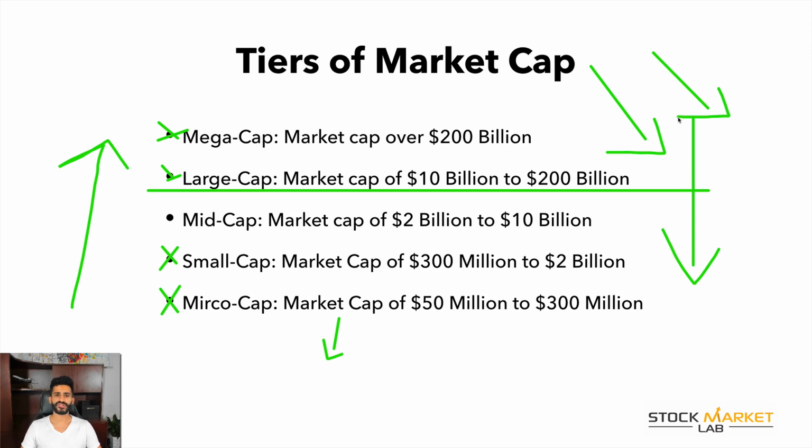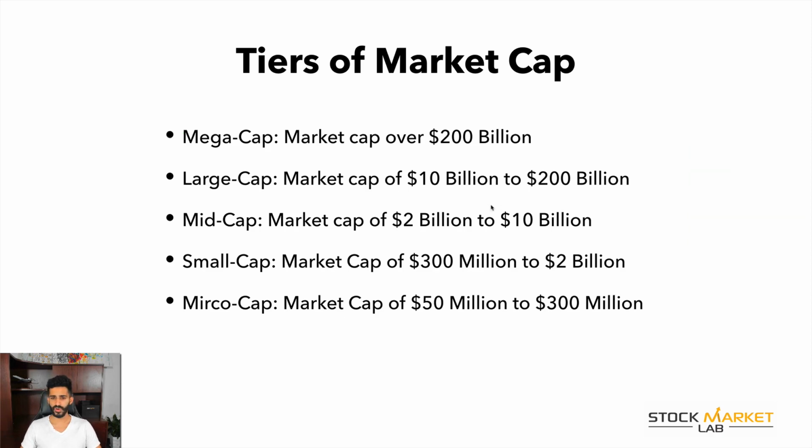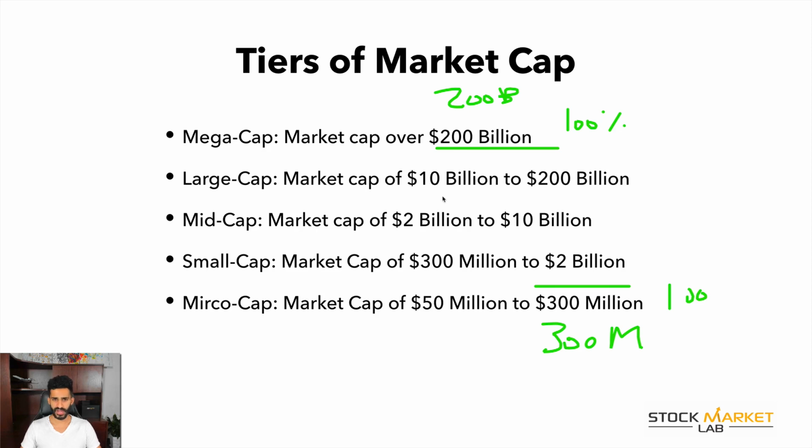So this is where understanding what stock you're trading is an extremely important thing to know, right? Like I mentioned in one of the previous videos, for this stock to go up 100%, right, it's going to have to add $200 billion, right? For this stock to go up 100%, it's only going to have to add in 300 million. So there is a difference between all of these market cap types of stocks, right?